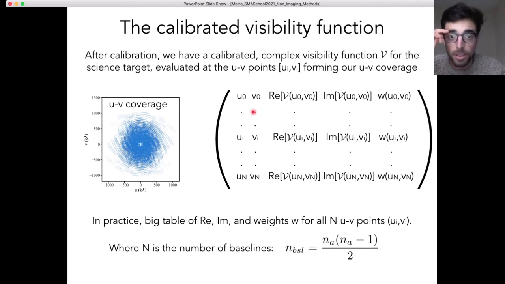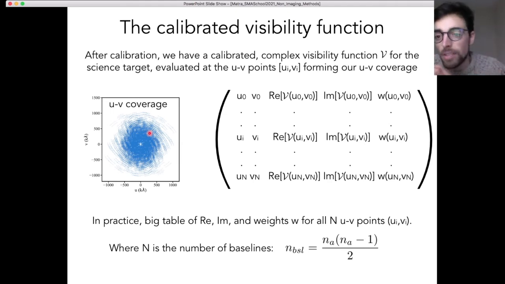What does it mean that it's Hermitian? It means that a point at plus U plus V, let's say up here, has the same real part as a point at minus U minus V. They have the same real part, but the imaginary part of the point at minus U minus V is the negative of the imaginary part at plus U plus V. That's what it means for a function to be Hermitian.